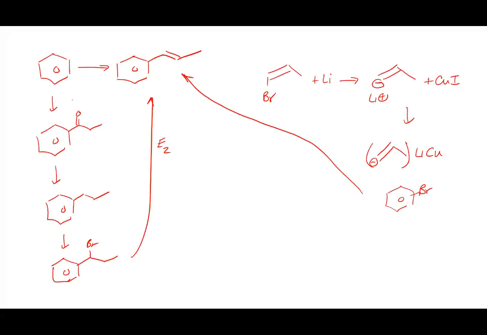So the first one is going to be what we call Heck coupling. And there's also going to be some environmentally friendly advantages to these reactions as well. So in Heck coupling, if I want to react a benzene ring, I'm going to take bromobenzene and react that with any alkene directly.